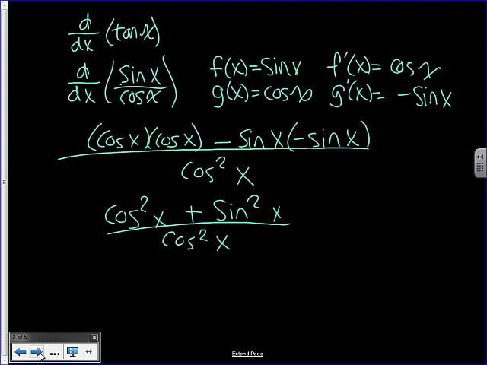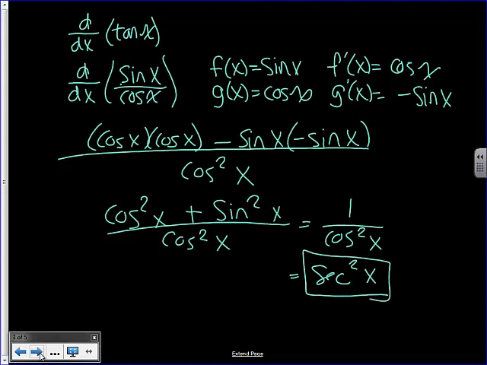Ooh, cosine squared plus sine squared is 1. You should know that. That's your Pythagorean identity. So 1 over cosine squared x. Well, 1 over cosine is, again, another of your identities. It's secant. So it is secant squared x. Memorize: d dx of tan x is secant squared x.